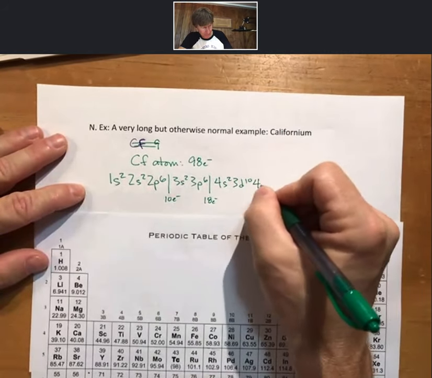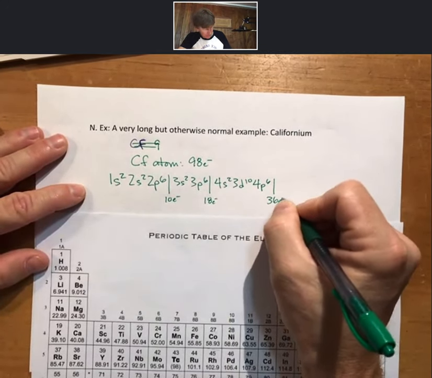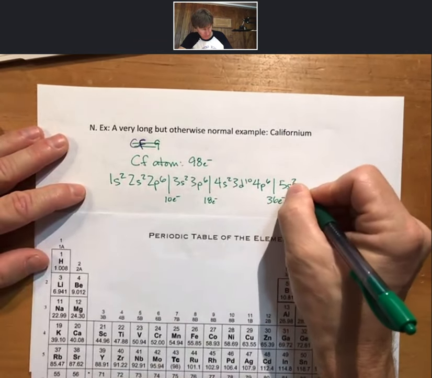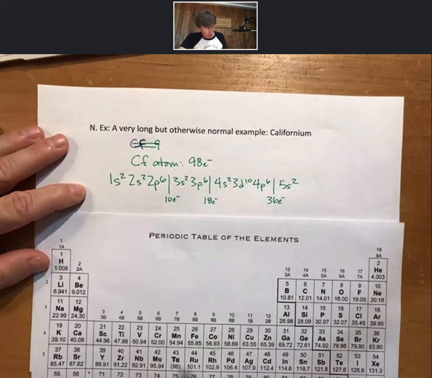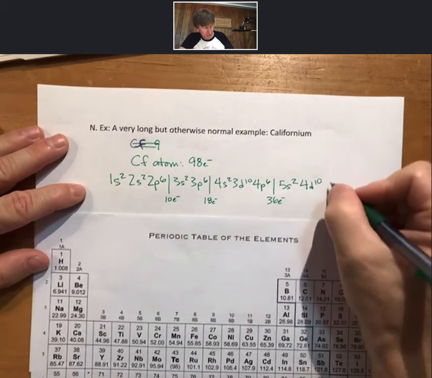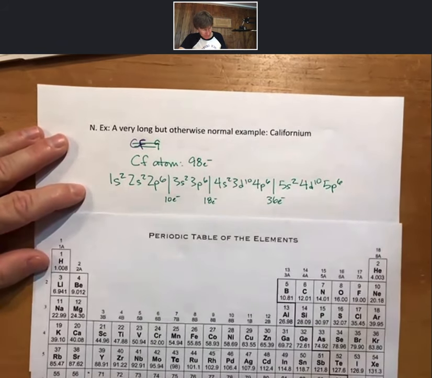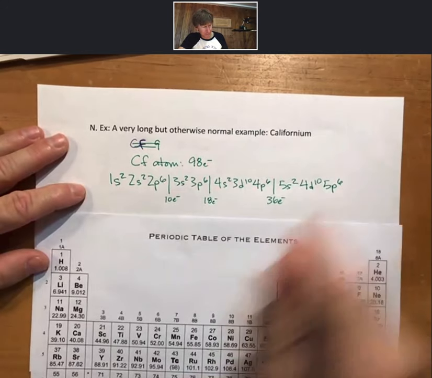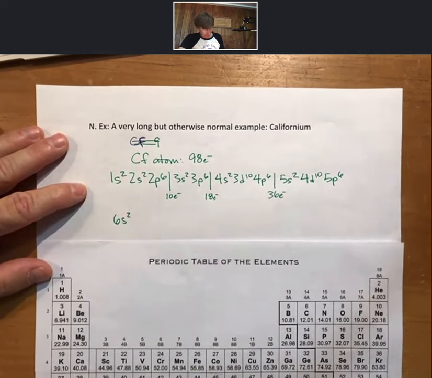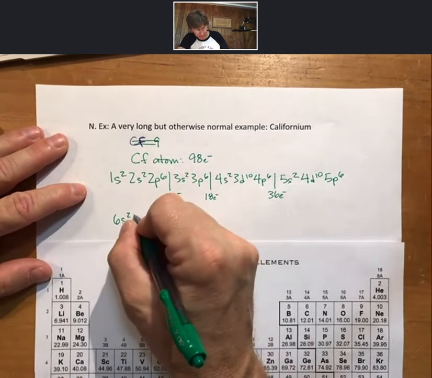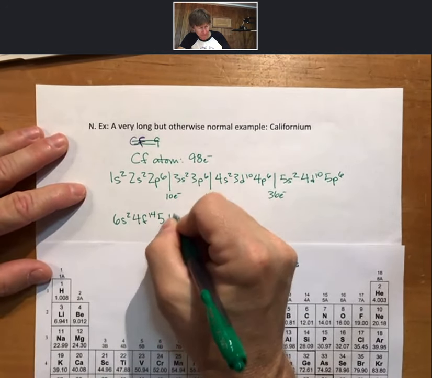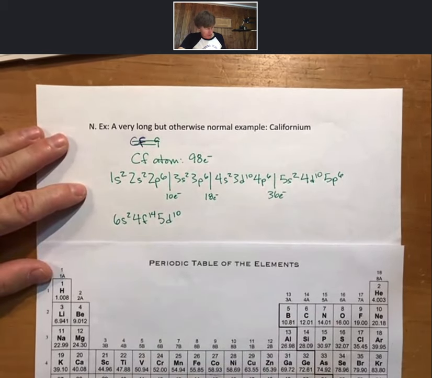4p6, we're at 36 electrons, come back to 5s2, 4d10, 5p6, 6s2, then we hit the asterisk. I'm going to come down here. Asterisk, come down. 4f14, 5d10, 6p6.